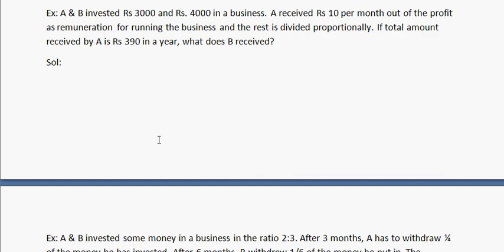So let's see how to solve it, right? A and B invest some amount, 3,000 and 4,000. A receives rupees 10 per month as remuneration, right? So in a year he would receive 120 as remuneration. So A's remuneration would be this, right? And what would be A's profit share? A's profit would be 390 minus 120, which means it would be 270, right?